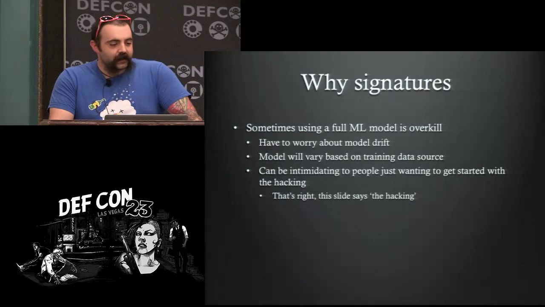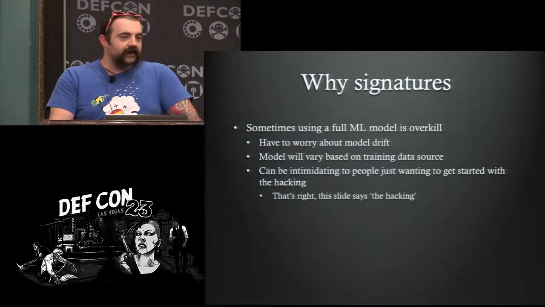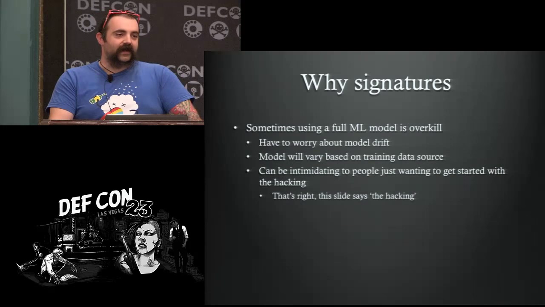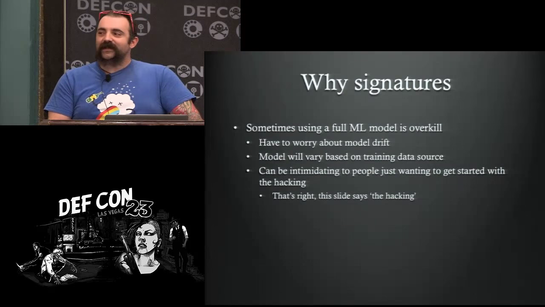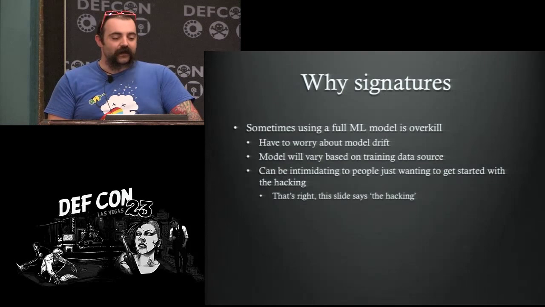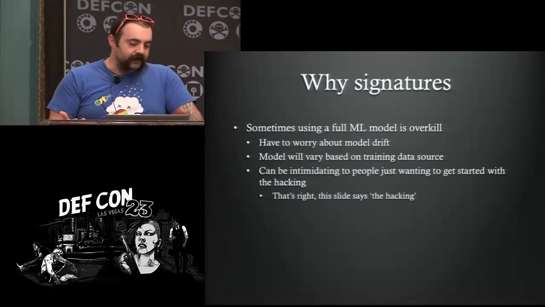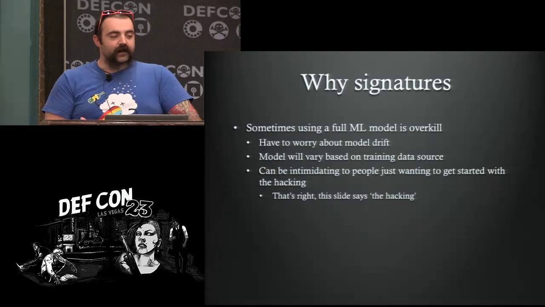One of the things I want to talk about briefly is why signatures. We live in this great age of security data science where we have to do supervised machine learning, and if we're not using random forest, or unsupervised, if we're not using DBSCAN or k-means with the k-means optimization, you're just like, no. Sometimes it's overkill. One of the nice things about signatures in this case is we can use them to capture this domain-specific language, and neither I nor anybody else has to worry about model drift, right?